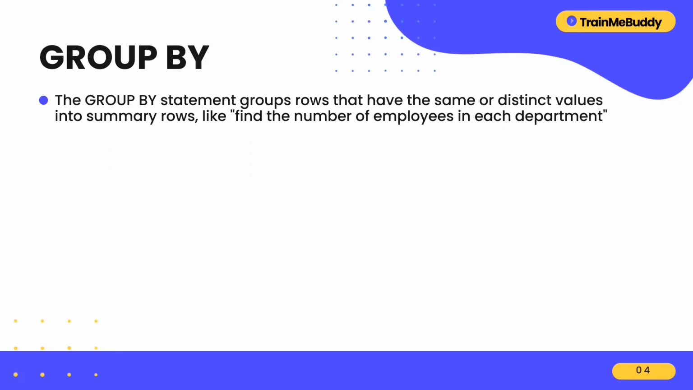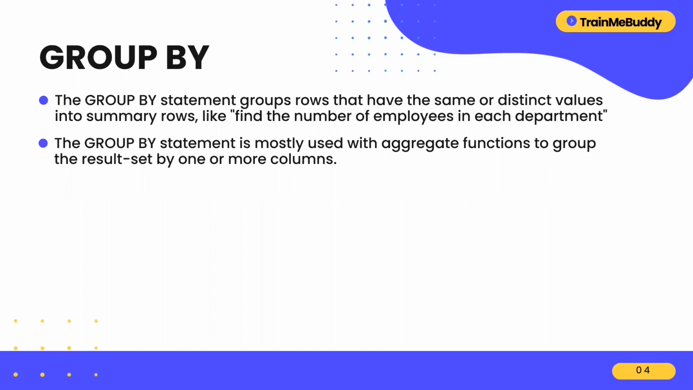So what is the use of the group by statement? We use the group by statement to group rows with the same or distinct values into summary rows. For example, if you want to get the number of employees in each department, then you can use the group by clause on the column department name in an employee table to perform the same.